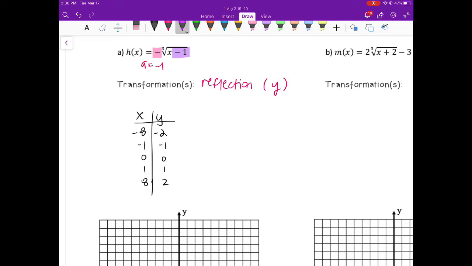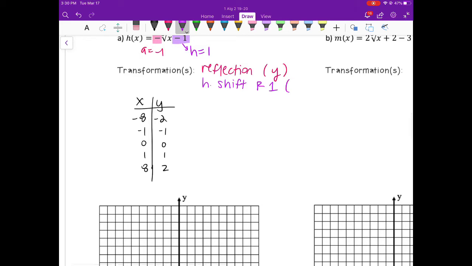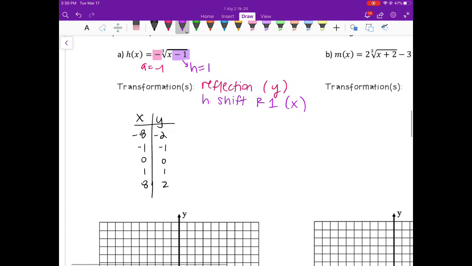Under our root, we have an h equaling +1. Don't forget it's always the opposite sign of what we see. So that is going to be a horizontal shift to the right one. And if we're moving left and right, that's going to affect our x coordinates. So let's transform those first. If we are moving to the right one, then we take each x coordinate and we add 1. So we've got -7, 0, 1, 2, and 9.